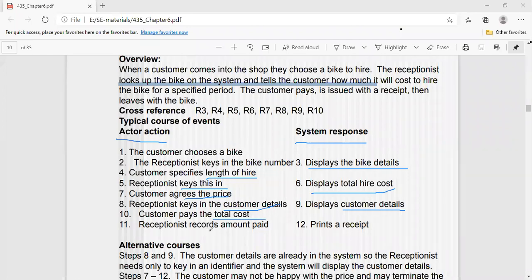Okay, the receptionist records the amount to be paid and the amount paid. If he paid 400 rupees and she records the amount paid information into the system, then maybe the system will give some printout related to that particular bill payment, isn't it? So like that, you should list out the actions of a customer and the actions of a system.